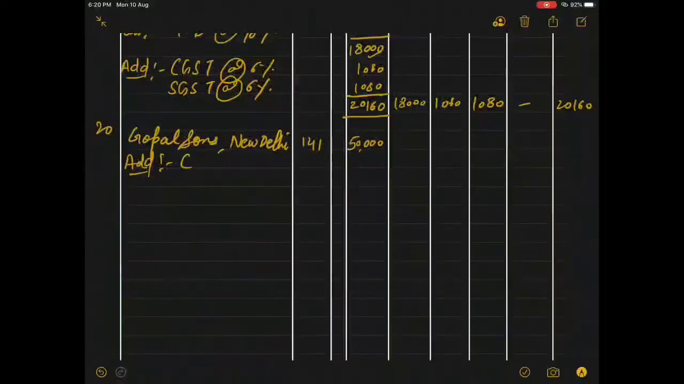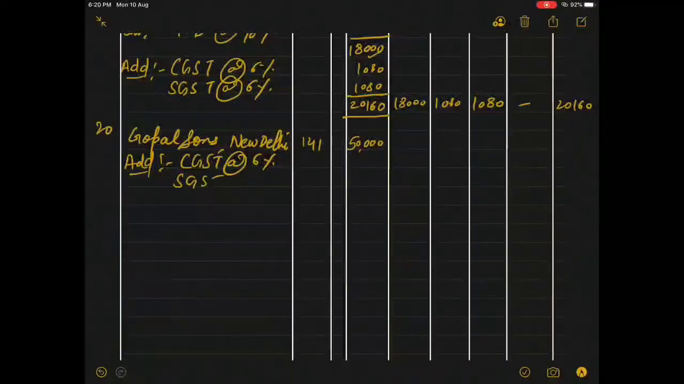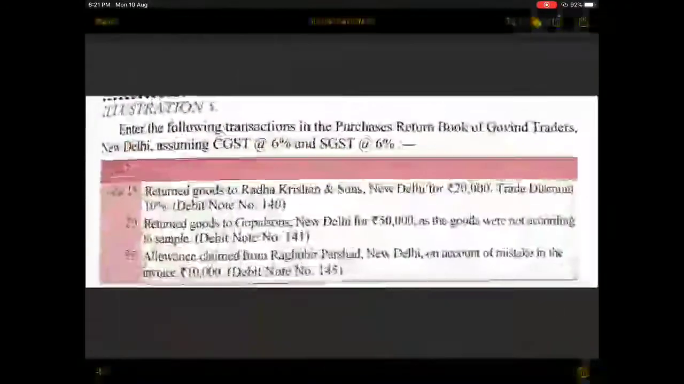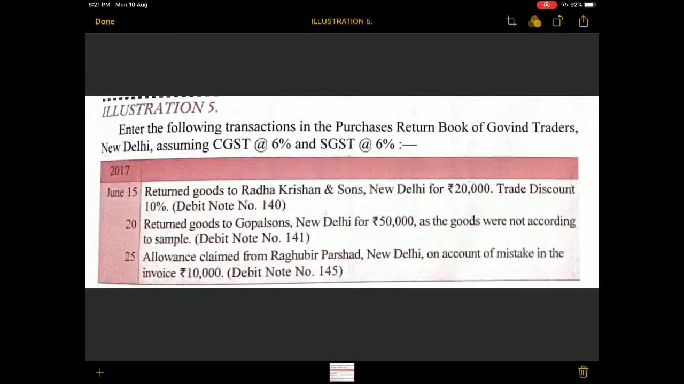Directly we will add the GST. Add CGST at 6% and SGST at 6%. 3,000 on 6% of 50,000, that makes 56,000. Right? The amount of purchase return is 50,000. Amount of CGST 3,000, SGST 3,000, IGST blank, and total amount is 56,000. Right?